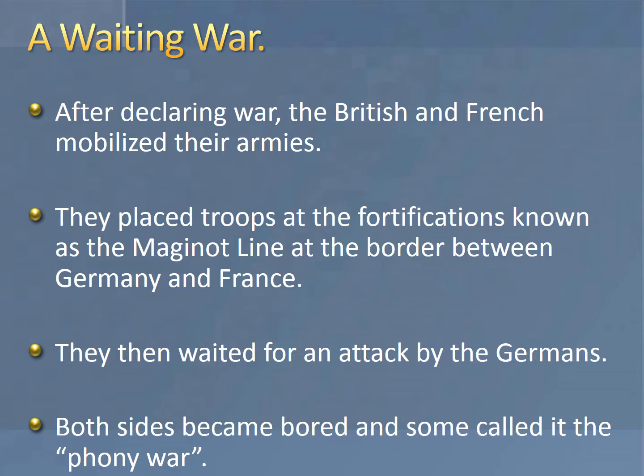All right, awaiting war. So after declaring war, the British and the French mobilized their armies, right? They get ready for war. They placed troops at the fortifications known as the Maginot Line, which was this border between Germany and France. And then basically they're going to wait for an attack by the Germans, and they wait and they wait and they wait, and both sides became bored, and some people even began to call this the phony war because they were just soldiers sitting around waiting for something to happen or for fighting. So it was a little bit of a waiting war for a little bit.